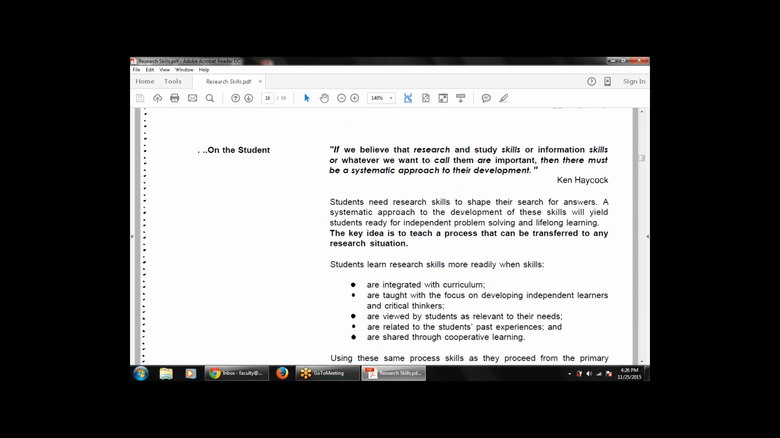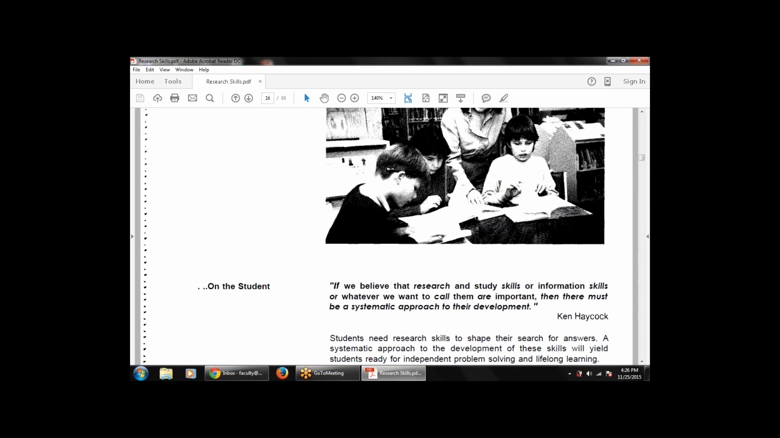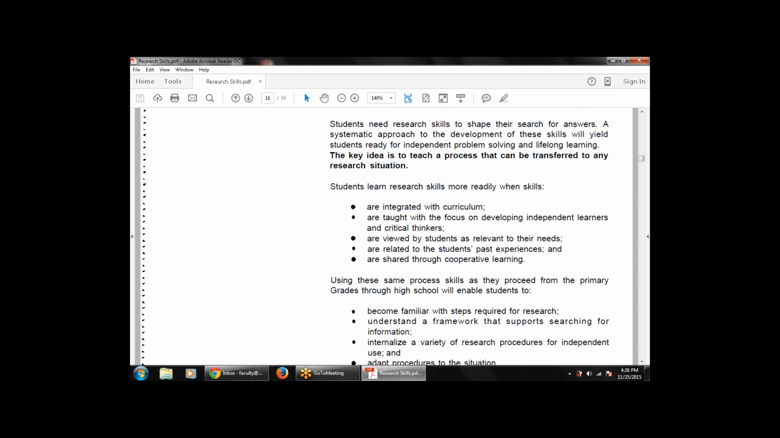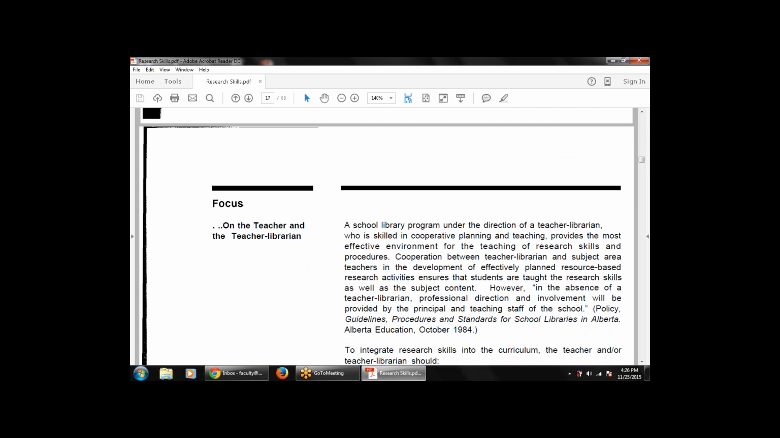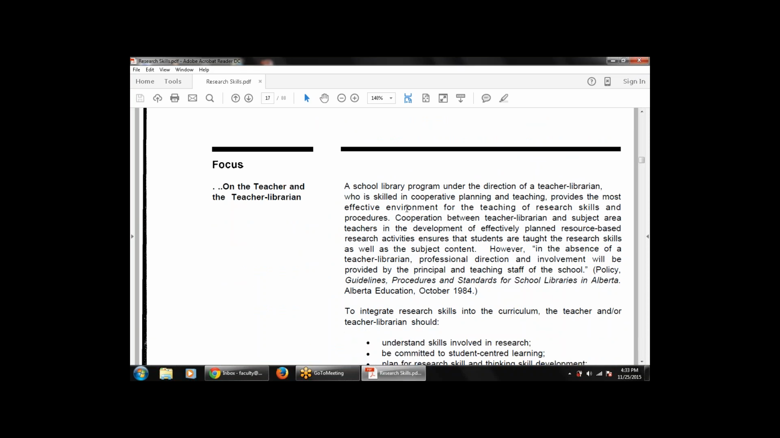Now, this is the focus on the student, that is, how we develop research skills in the students. The next part is the focus on the teacher and the teacher librarian, that is, how we develop the research skills among the teachers.